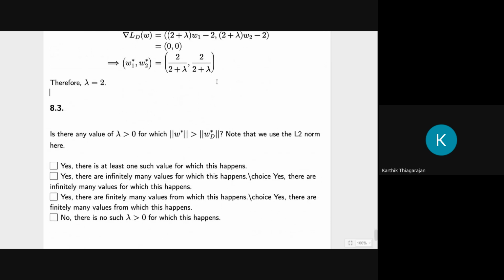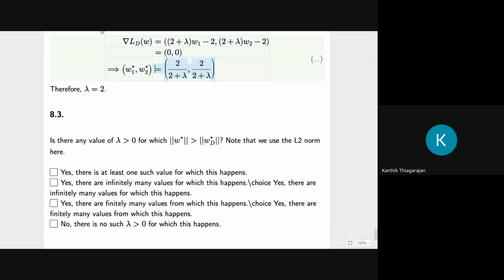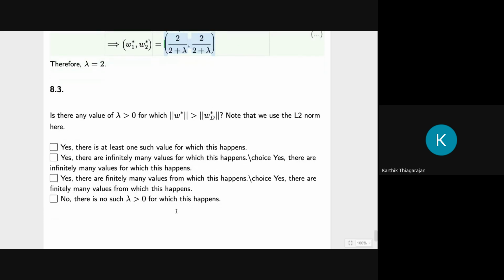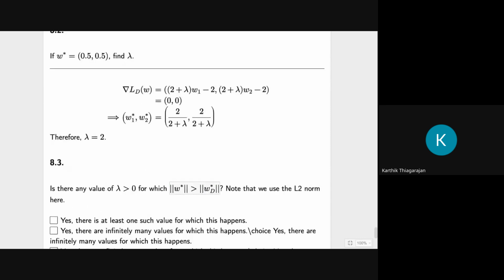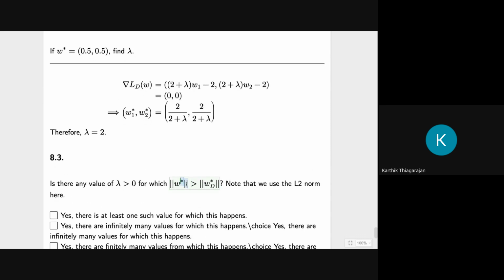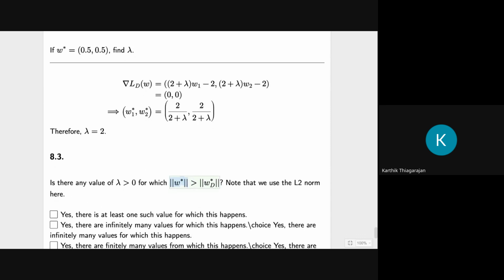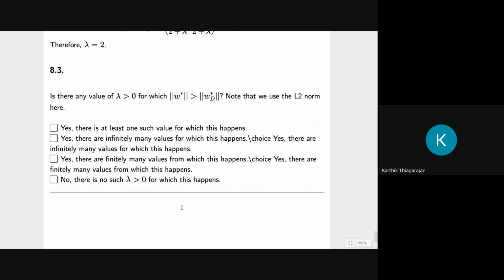So the final question is interesting. It's just a slight extension of this. You should have made one observation. Is there any value of lambda for which the unregularized one, so this W star is what? The regularized, this is the weight vector for the regularized loss. So is there a situation when the regularized weight is bigger than the unregularized weight? Can that happen? That cannot happen, right?